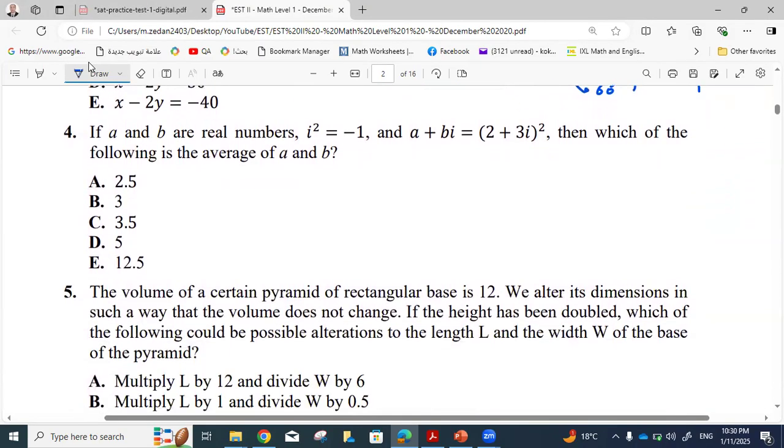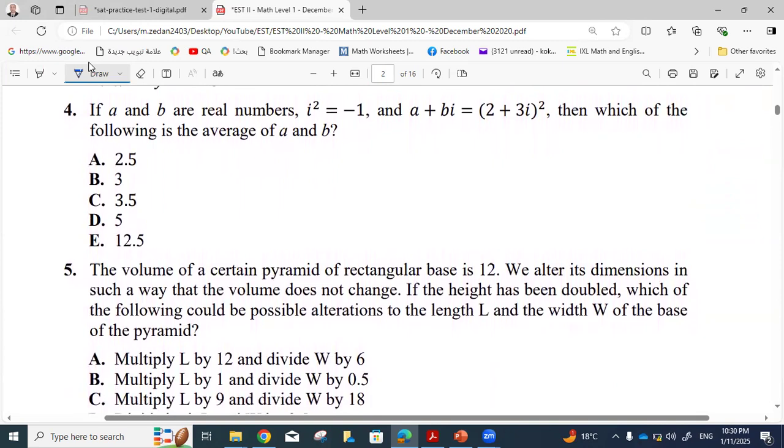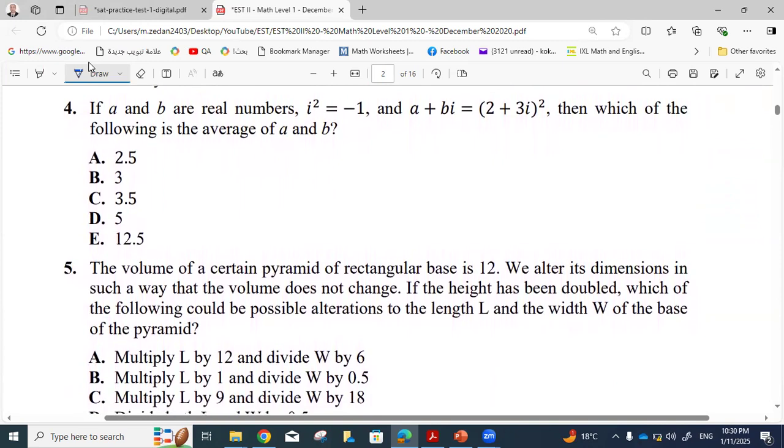Question number 4. If a and b are real numbers and i squared is equal to -1, and a plus bi is (2 plus 3i) all squared, then which of the following is the average of a and b? The average of two numbers simply is the sum of them divided by 2. So I need to find the values of a and b. Just square this value: 2 squared plus (3i) squared plus 2 times 2 times 3i. So 3 squared is 9 and i squared is -1, so it's -9. And this is plus 4 times 3, 12i.